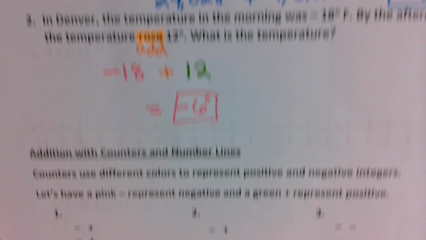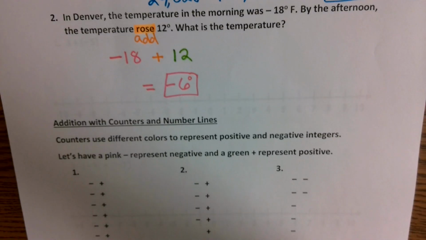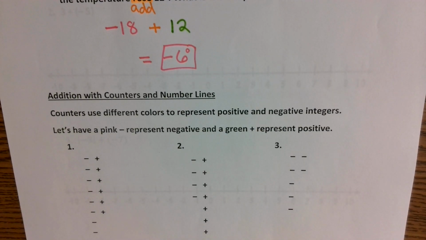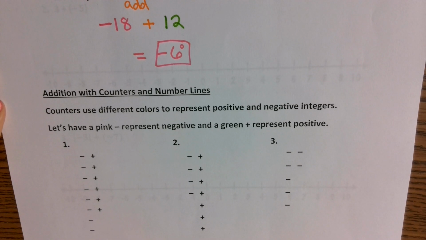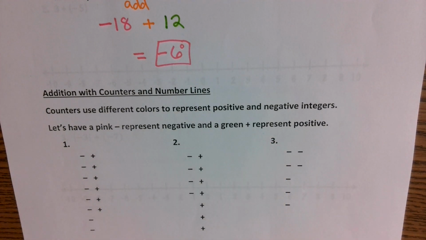We do have time to go ahead and do a little bit of the counter problems. So counters and number lines. Counters and number lines are really easy to be able to do. The counters situation can actually showcase to you what an addition problem of integers looks like. So we're going to use pink to represent our negatives, and we're going to use green to represent our positives.